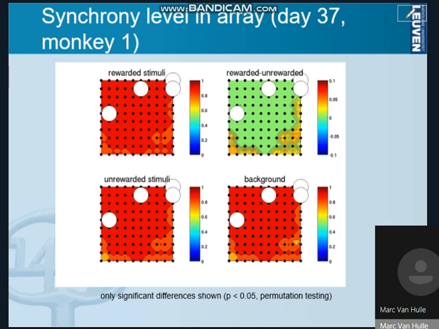Okay, 4 panels are shown. They show the synchrony level on day 37. So for monkey 1, this is the day before the switch, where we switch the paradigm. Remember, the rewarded becomes the unrewarded one. And there you see, if you take the difference between rewarded and unrewarded, the panel top right, you see some structure there close to the border, some structure that is significant and different. So there's a significant difference in synchrony level between the rewarded and unrewarded case.